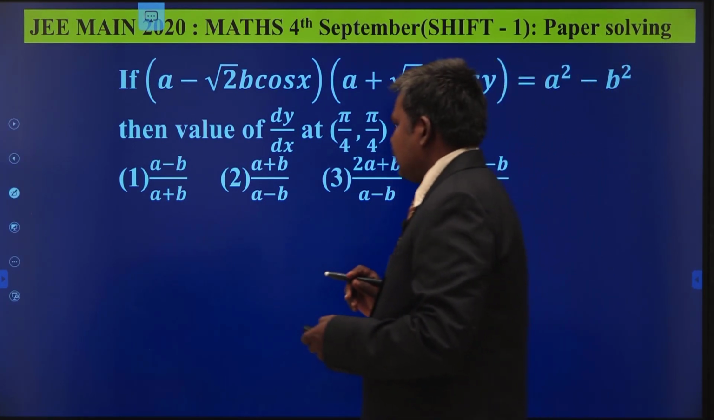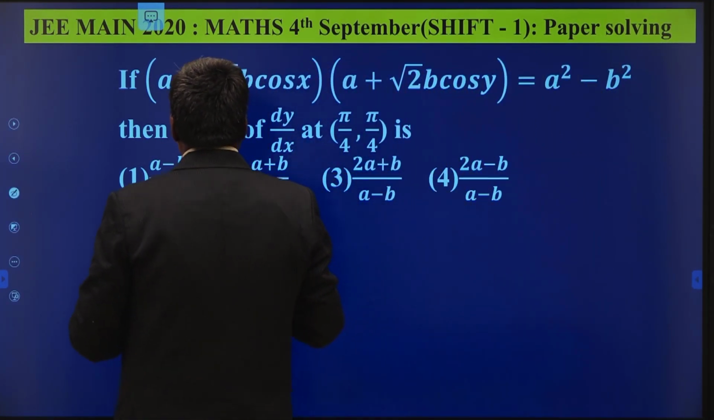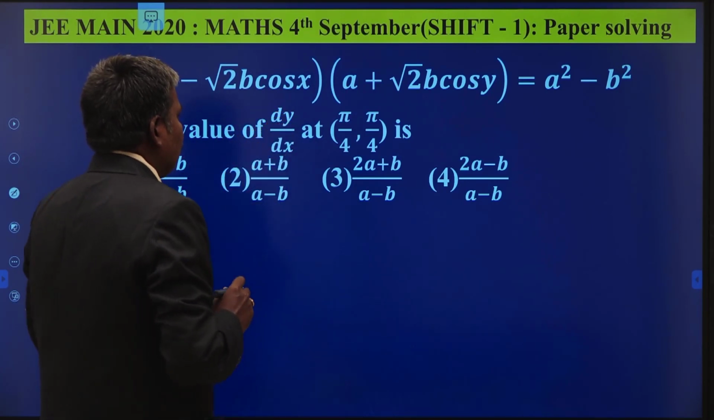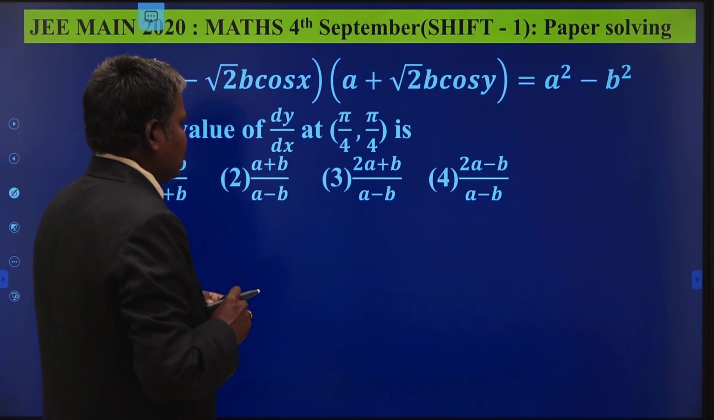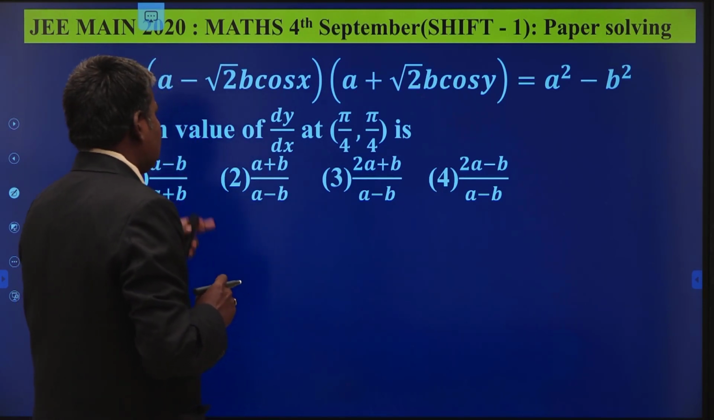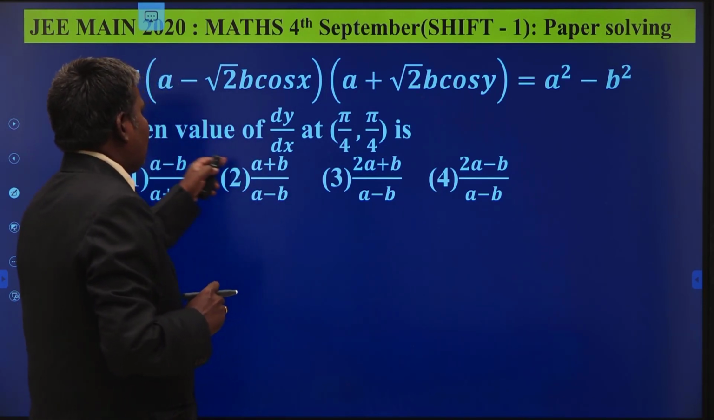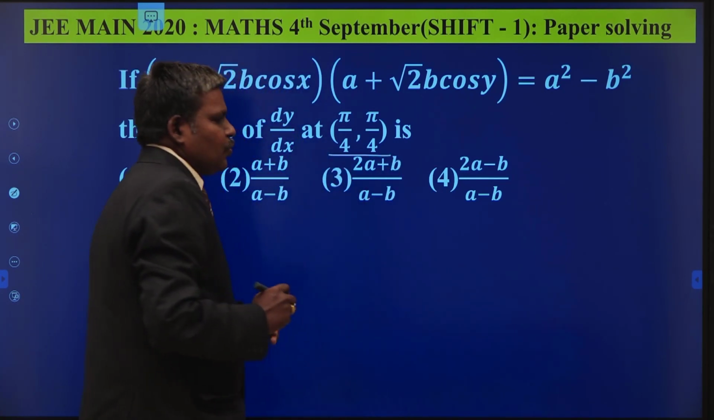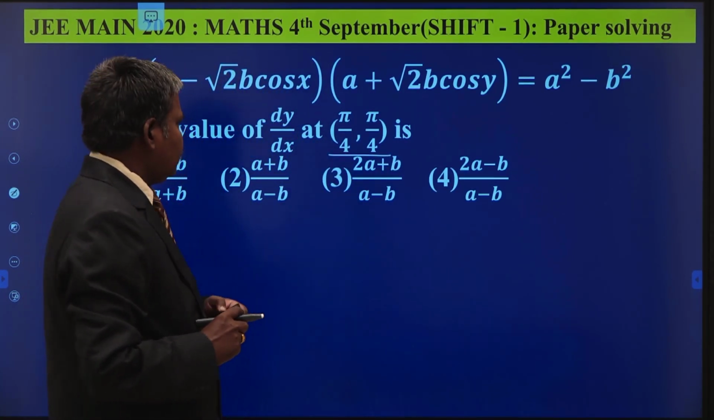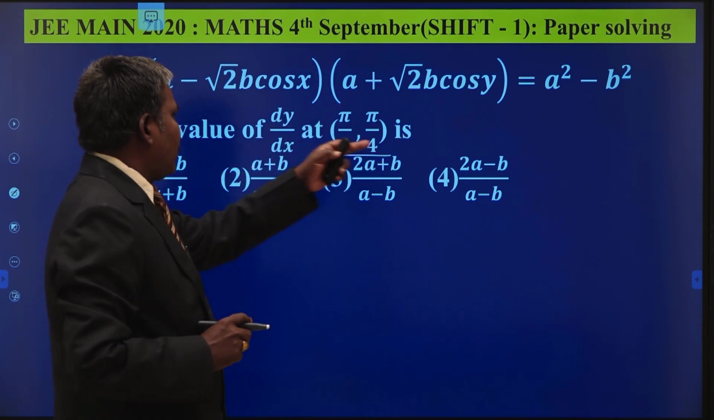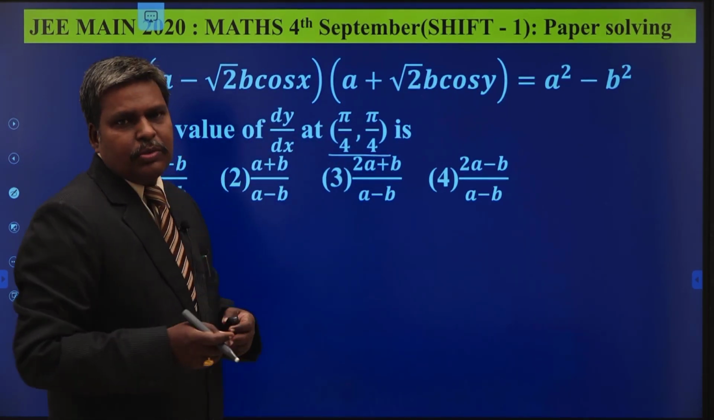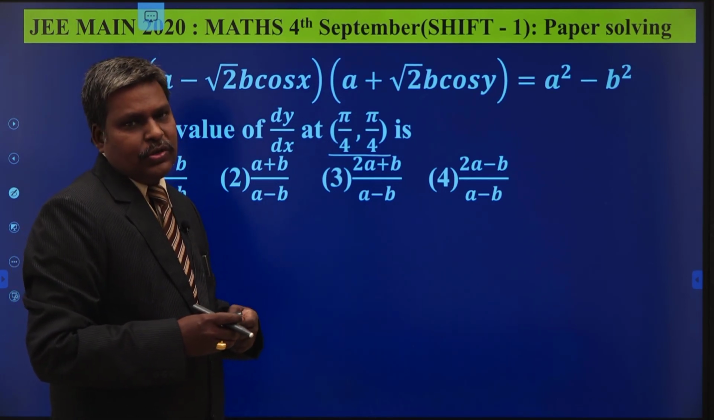See this question. This is the question related to differentiation. (a minus root 2b cos x) into (a plus root 2b cos y) is equal to a square minus b square. Then the value of dy by dx at (pi by 4, pi by 4) is what they are asking. So we have to find the derivative of the function. dy by dx equal to minus fx by fy. You may use that formula.